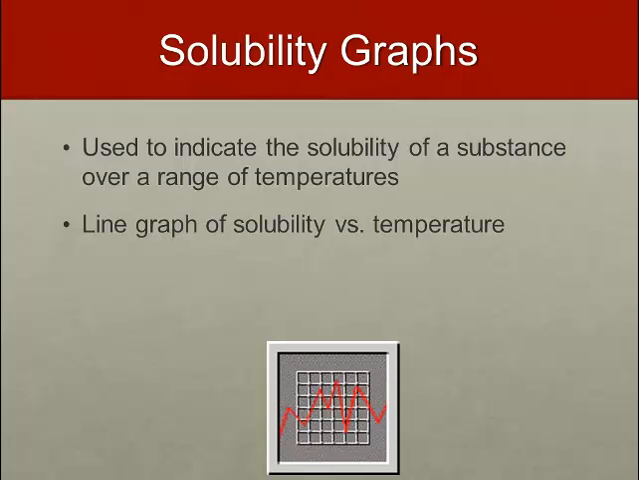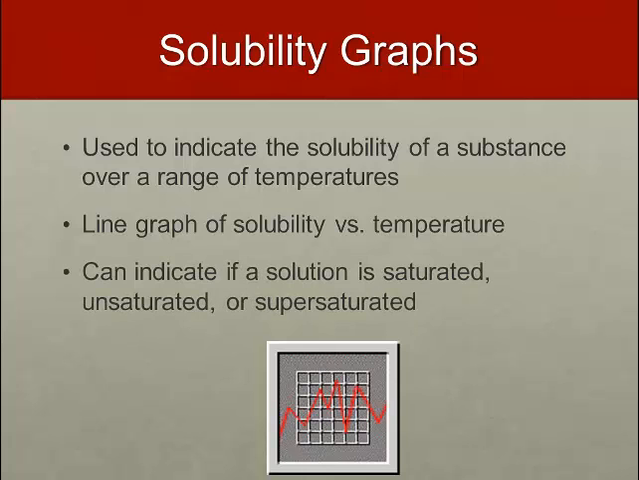Solubility is our responding variable, which is found on the y-axis. Temperature is our manipulated variable. That's going to be on our x-axis. So that tells us what the solubility of a substance is. But the last thing that a solubility graph can tell us is if a solution is saturated, unsaturated, or supersaturated.